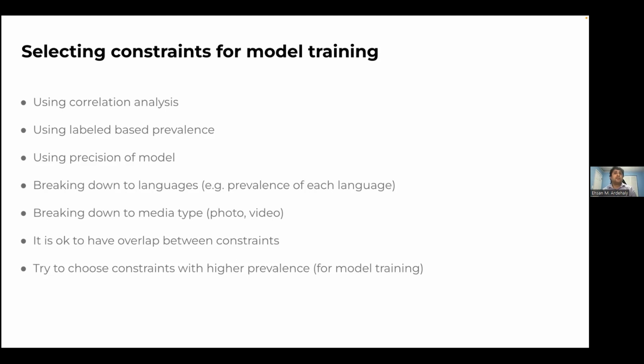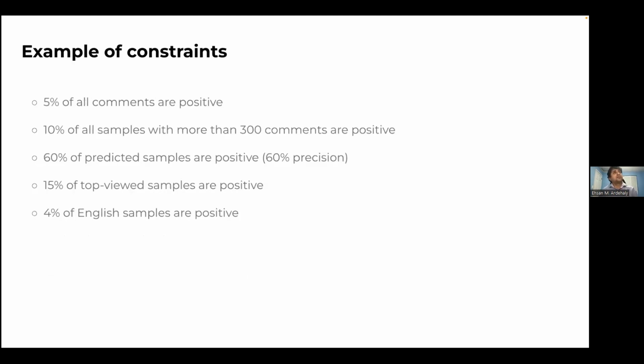And it's usually better to choose constraints that have higher prevalence, especially for model training. So these are some examples that I mentioned before. For example, 5% of comments are positive. The second one is based on the correlation analysis. For example, we found that 10% of all samples with more than 300 comments are positive. So we can use this piece of information. The third one is the precision I explained. And the last one is that 4% of English samples are positive.